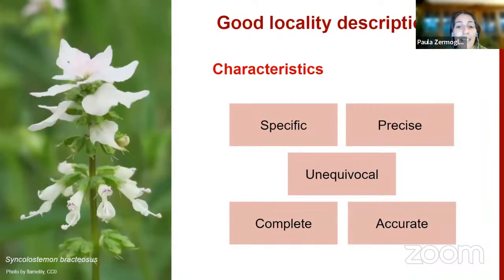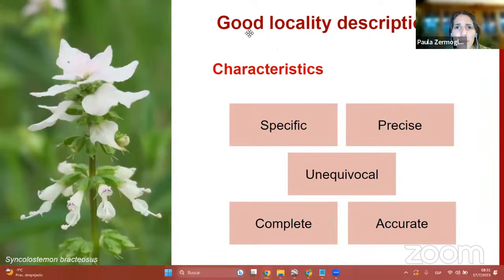So just to remind ourselves to keep in mind while we talk about all these issues, we have discussed before in this course the characteristics of good locality descriptions. So good locality descriptions have to be specific, precise, unequivocal, complete, and accurate. And in here, we have to take into account that what we consider to be precise, specific, unequivocal, etc., now may not be in the future.